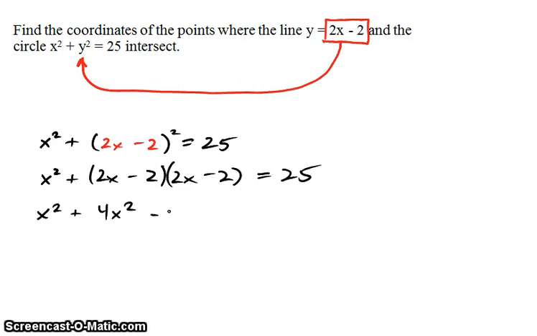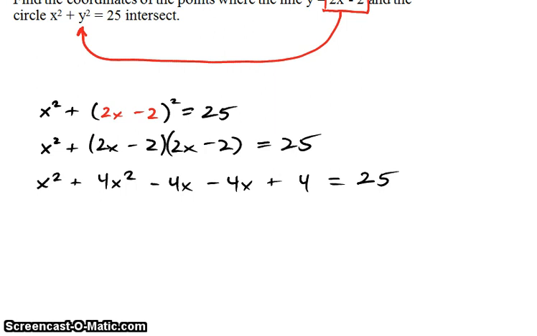So let's see here. Minus 4x, minus 4x, plus 4. I just FOILed that thing. I lobster clawed it. Now I'm going to combine all like terms, and I'm also going to try to move this 25 over if I can. x squared and 4x squared is 5x squared, minus 8x. And then let's see here, 4 minus 25, that's going to be minus 21.